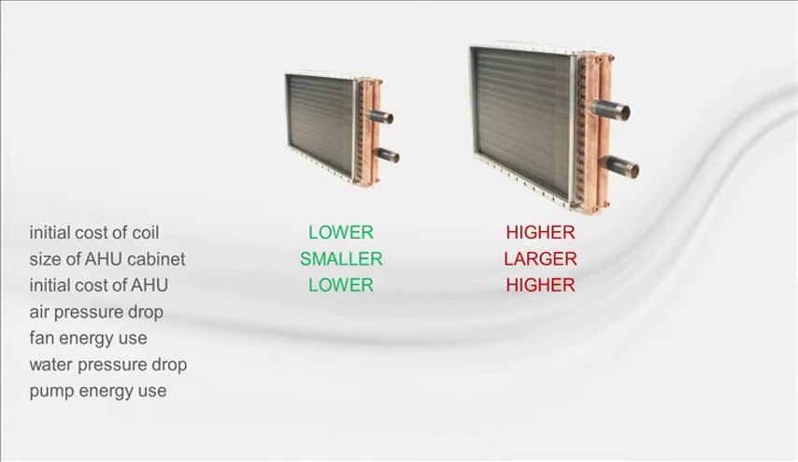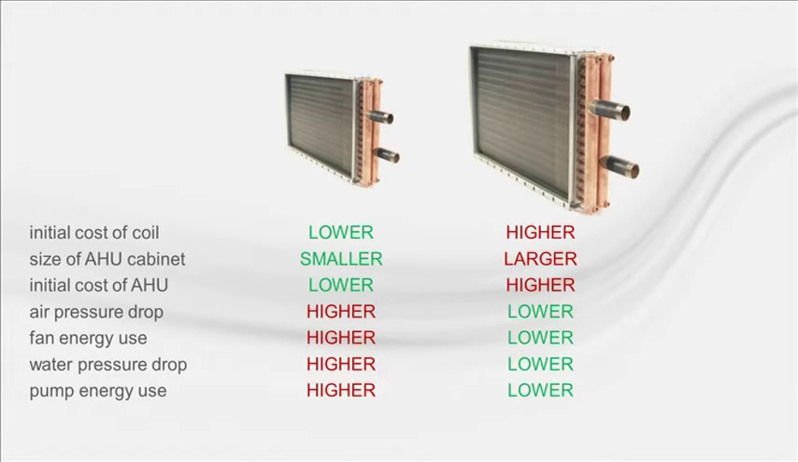Because the coil is also part of the air distribution system, its geometry contributes to the air pressure drop. A larger air handler will typically result in the lower air pressure drop through its components, which can reduce fan energy. And because the coil is also part of the chilled water system, its geometry contributes to the water pressure drop. A larger coil will typically result in a lower pressure drop.